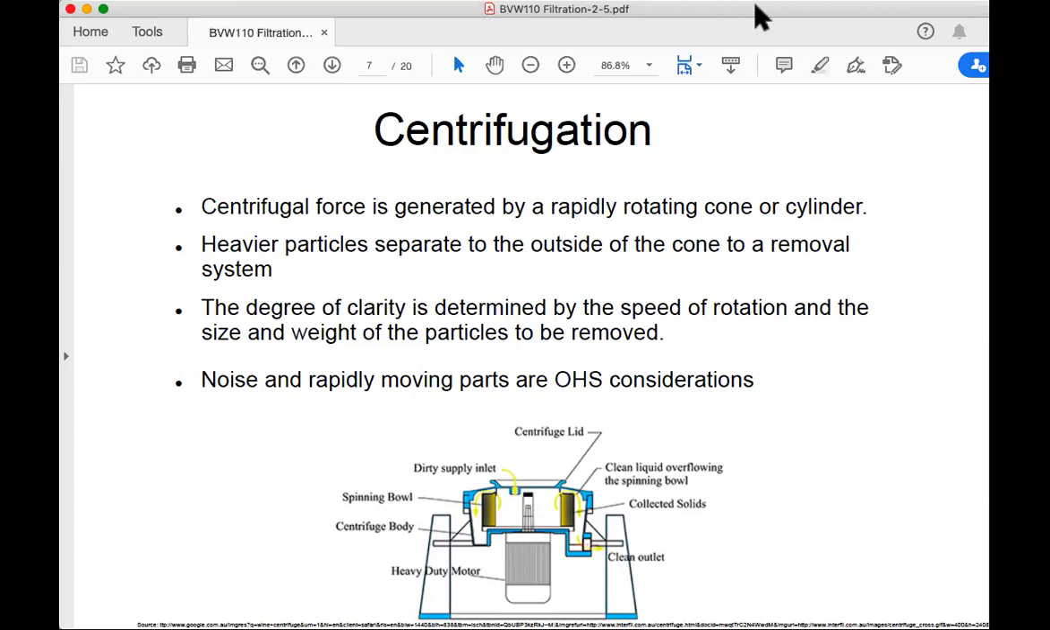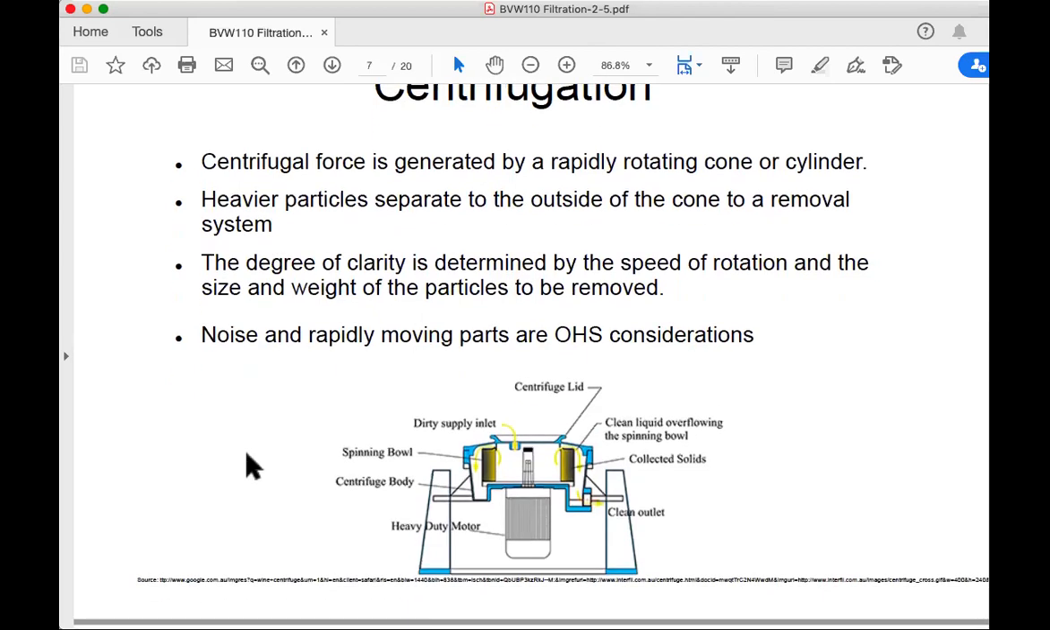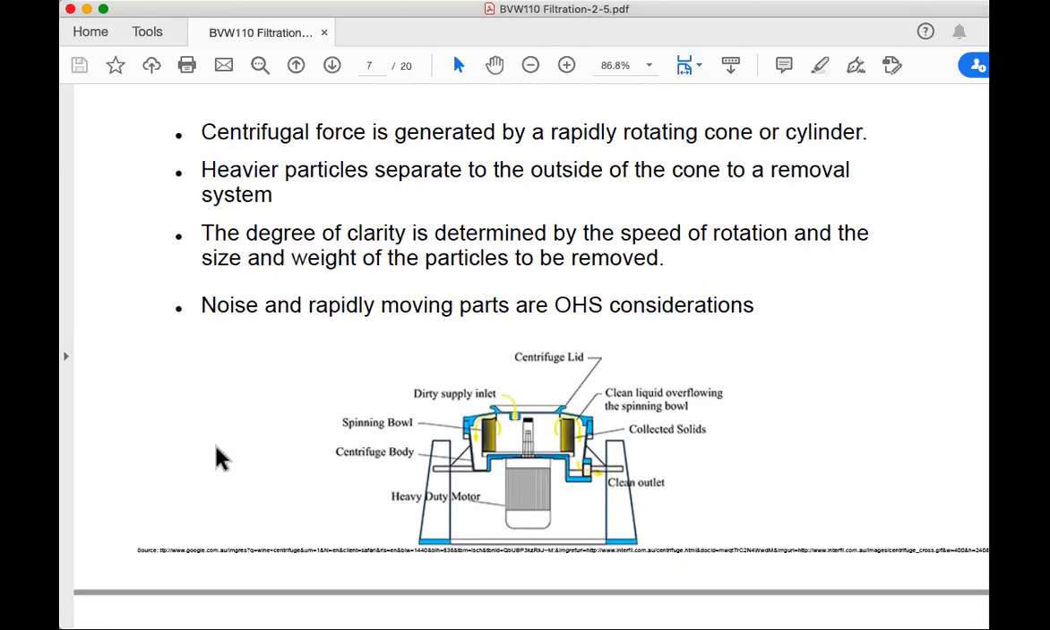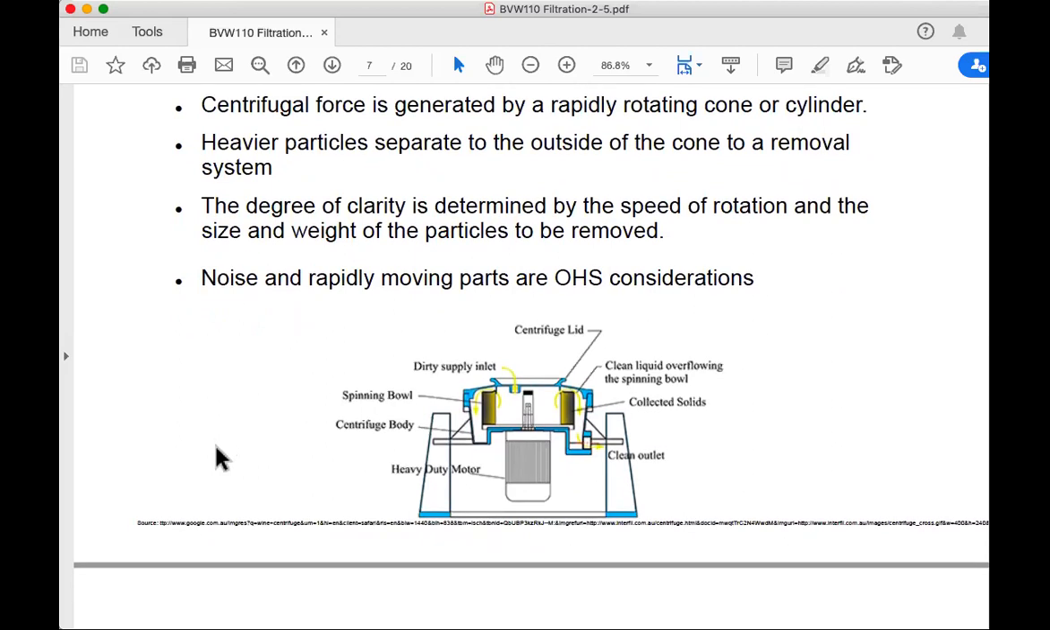They work by imparting centrifugal force on our wine, and the heaviest particles move to the outside of our spinning cone, and then the clean wine is able to be siphoned off from the internal part of the centrifuge. One of the downsides of this process is there are lots of rapidly moving parts. There's huge kinetic energy being imparted upon the wine.